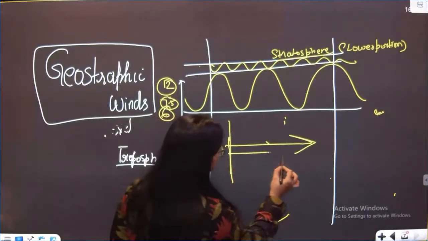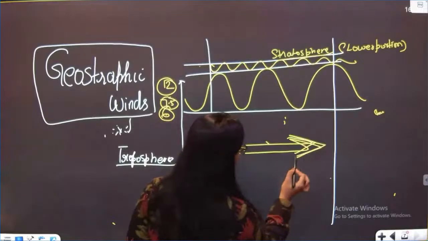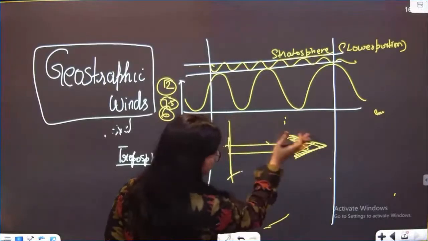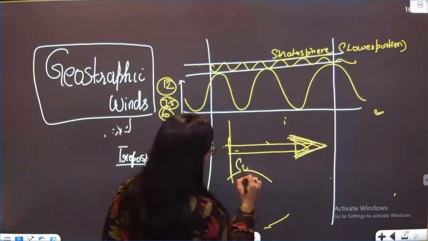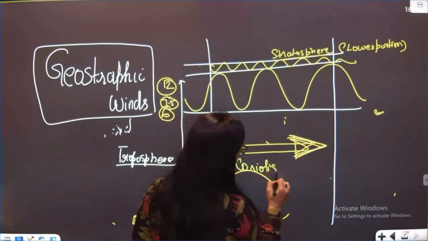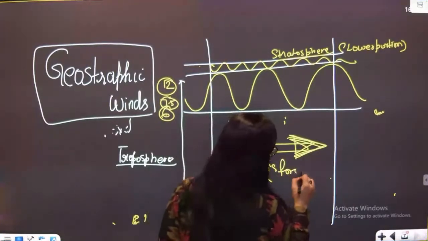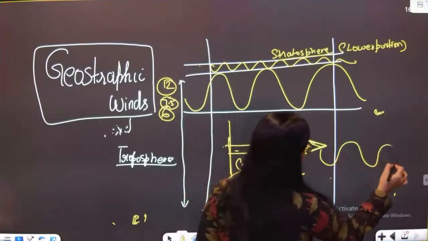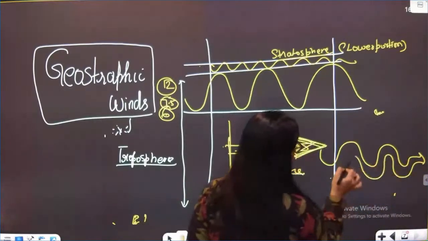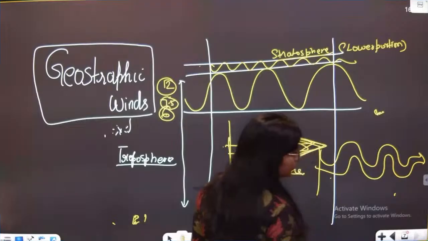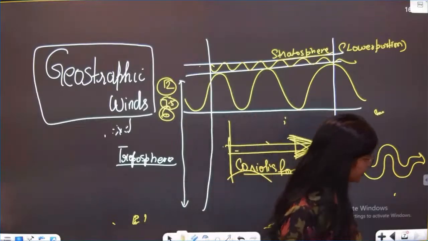So the winds are blowing and they are deflected like this, right? Because of Coriolis force, and they blow like this in this direction. Okay. Now it is clear, Surbhi?